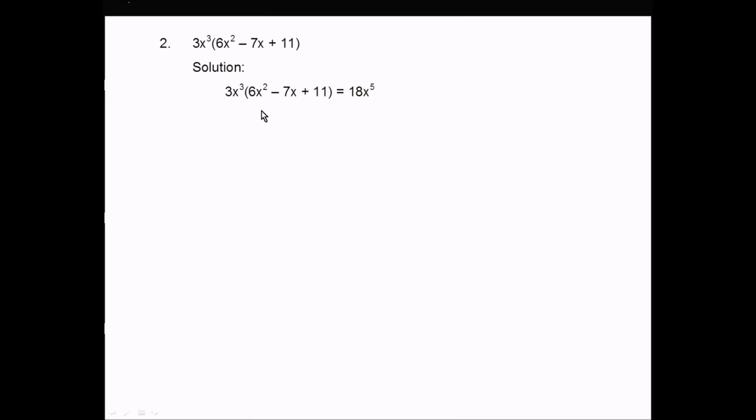For the next term, 3 times minus 7 is negative 21, and for the power of x, 3 plus 1 is 4, so minus 21x to the 4. Then 3 times 11 is 33, and x cubed just comes along for the ride. So 33x cubed. There's our final answer.